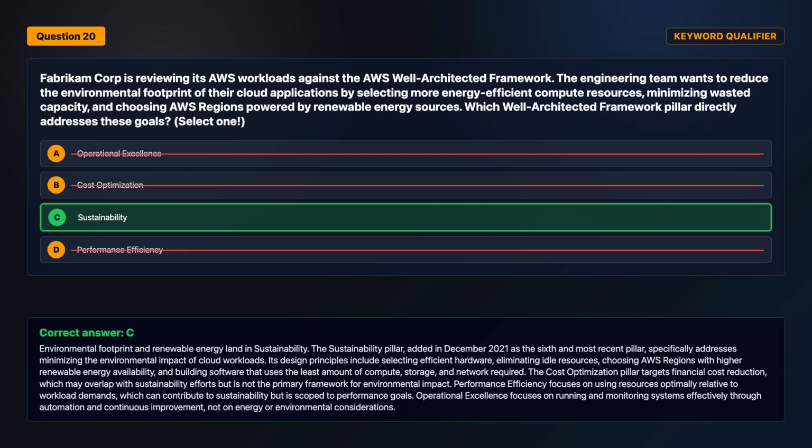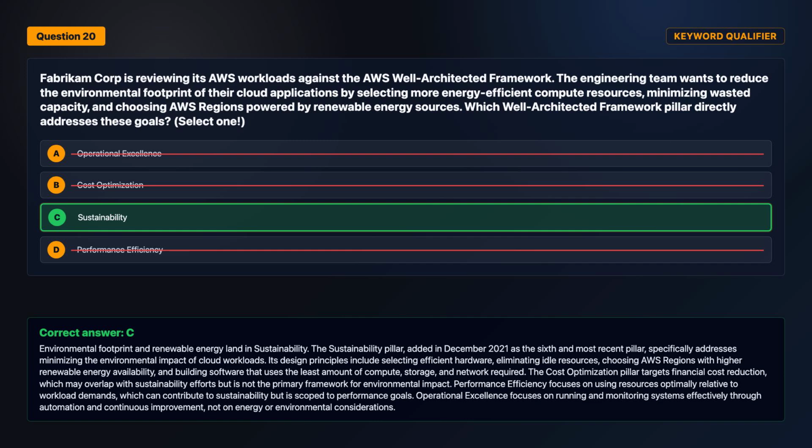of cloud workloads. Its design principles include selecting efficient hardware, eliminating idle resources, choosing AWS regions with higher renewable energy availability, and building software that uses the least amount of compute, storage, and network required.